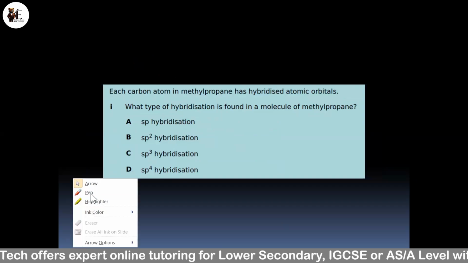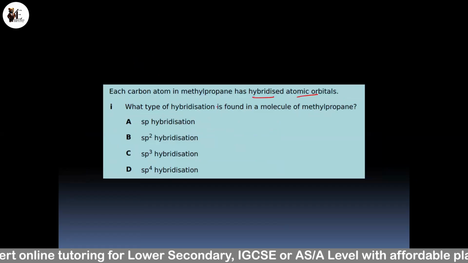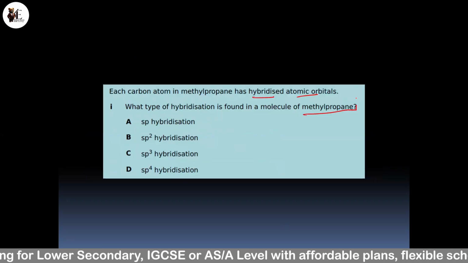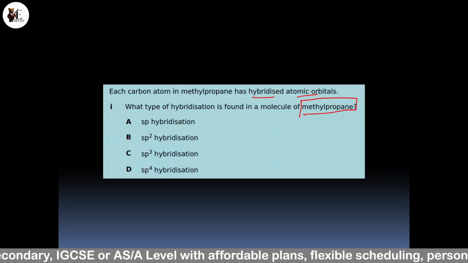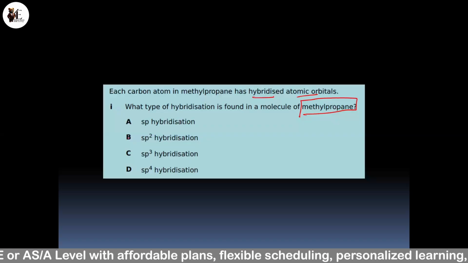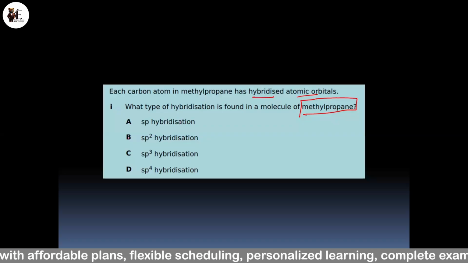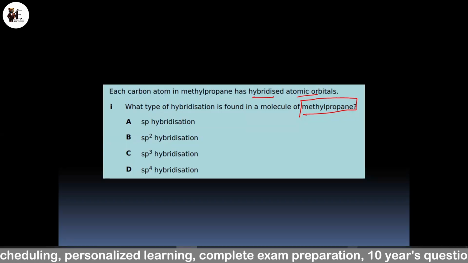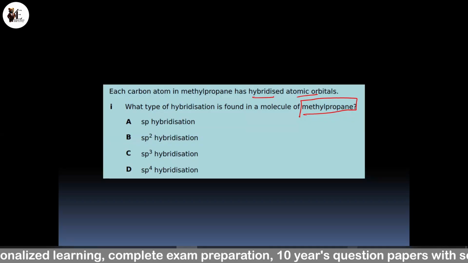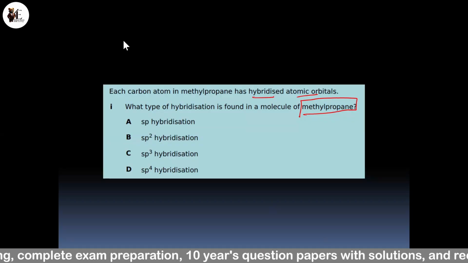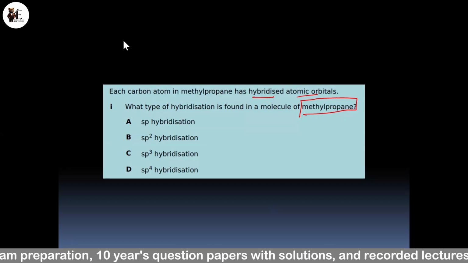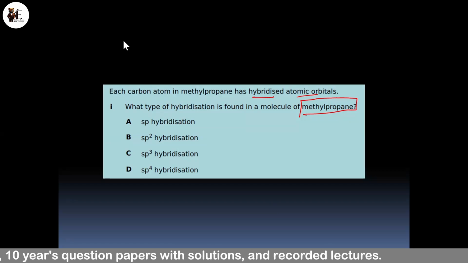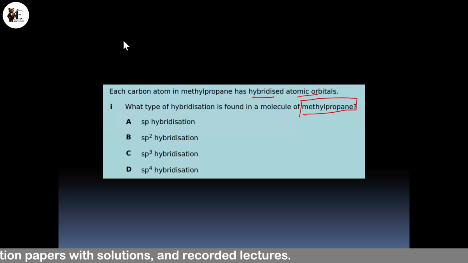Solve it now. Each carbon in methylpropane has hybridized atomic orbitals. Which type of hybridization is found in a molecule of methylpropane? Which option should be correct? Solve and tell me the answer. Is it C? Yes, of course, it is sp3 hybridization, because as I told you, if there are 4 sigma bonds, then it is sp3 hybridization.